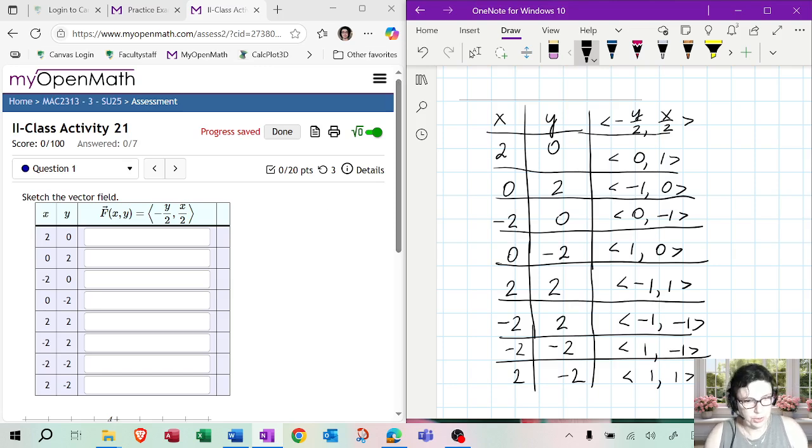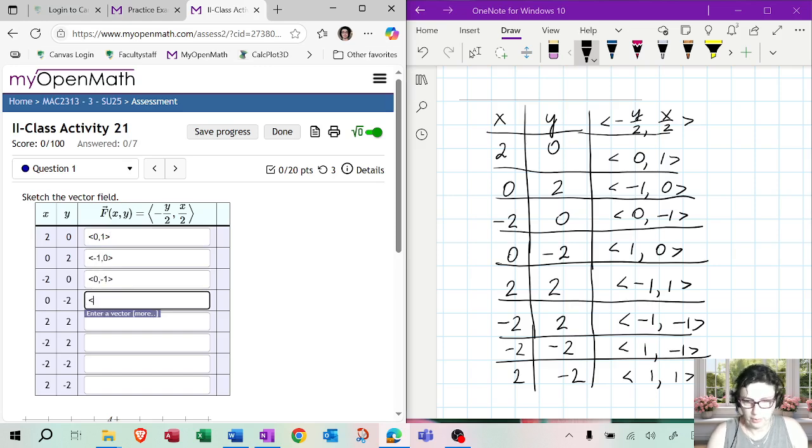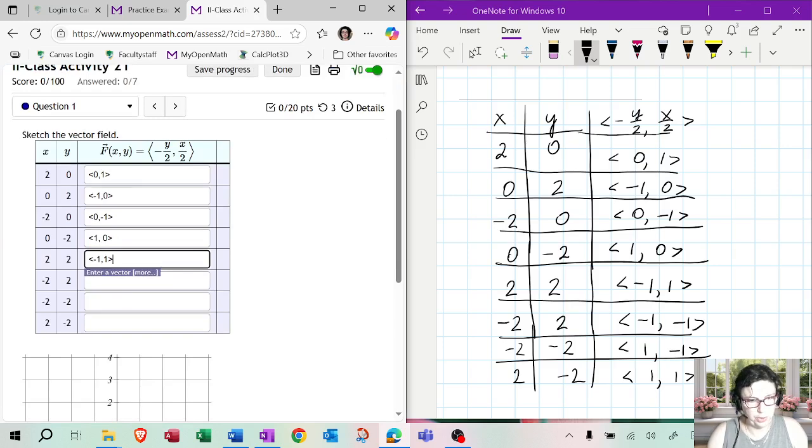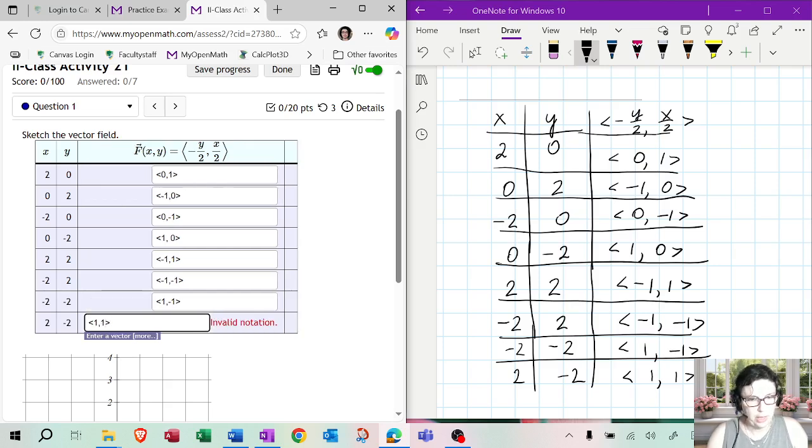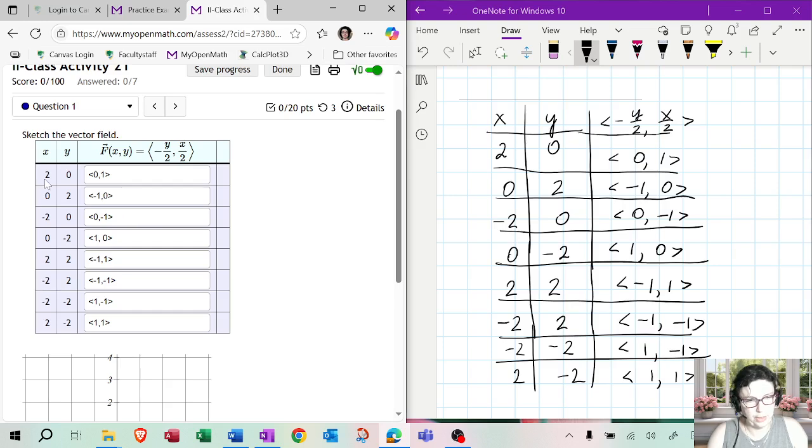Now we're just going to enter all those vectors here. It shouldn't be hard to do. Just bear with me. What happens is for each point, we get a vector, and then we're going to plot these vectors. We are not going to start them at the origin. We're supposed to start them at the point that they give us.